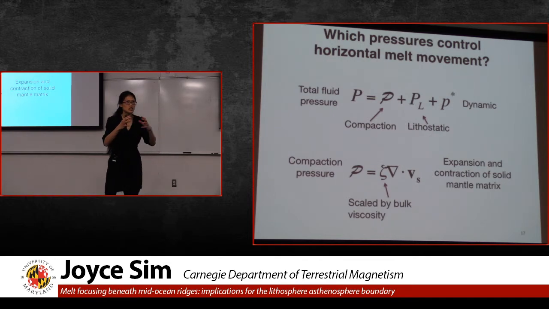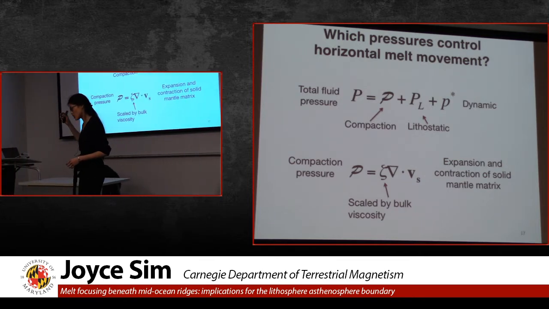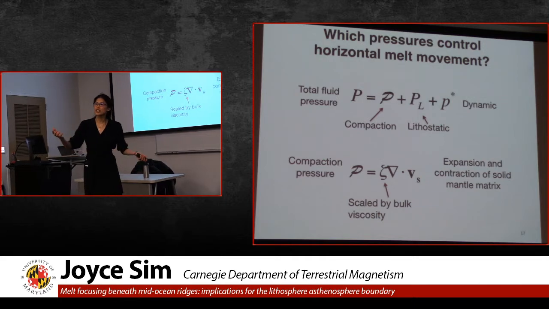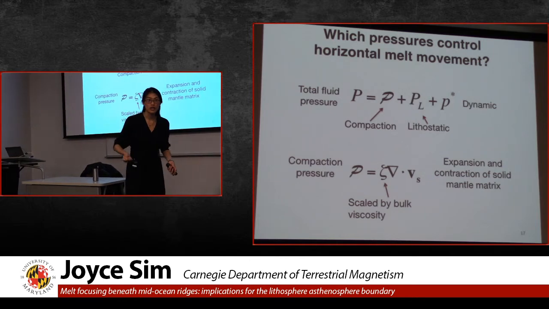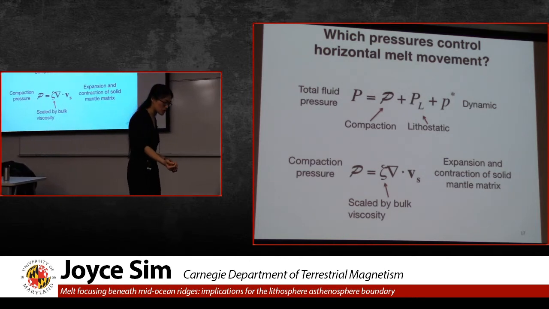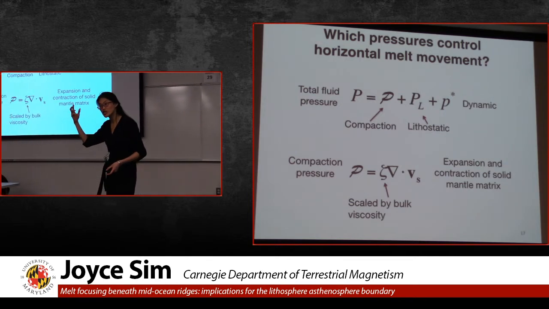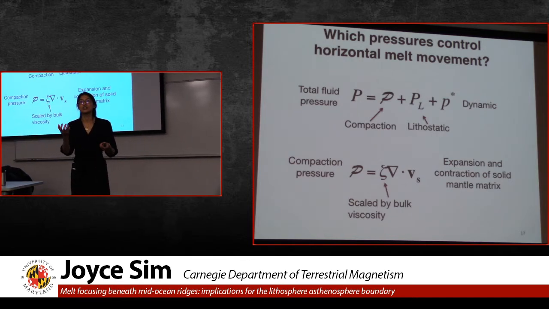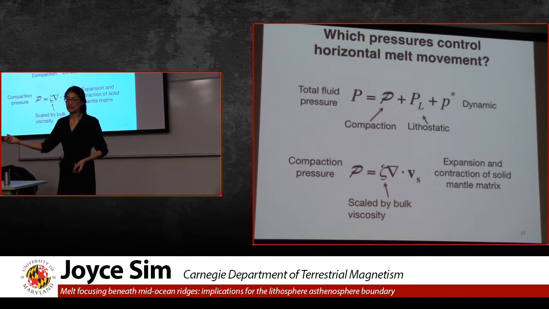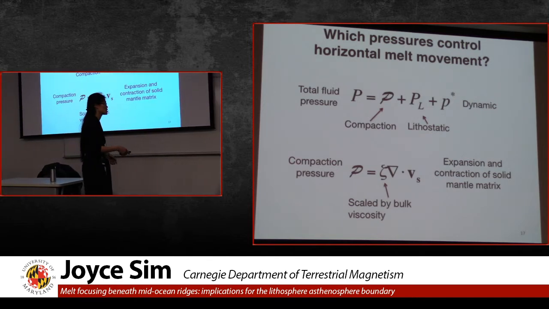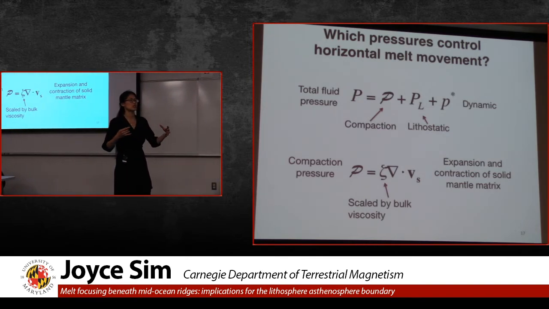So you can think of this as the expansion and contraction of the solid matrix. A good way to think about compaction pressure is like a wet sponge. If you take a wet sponge and squeeze it, the water is going to come out, right? And if you release a squeezed sponge in the water, it's going to soak up the water. And the bulk viscosity, you can think of it as how hard it is to squeeze the sponge. So is the sponge like a loofah, or is it like a very tough thing? Keep that in mind when we are thinking of compaction pressure, because that's important in moving fluid around.